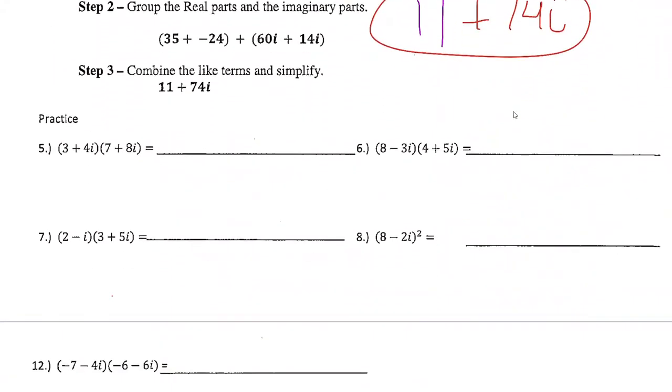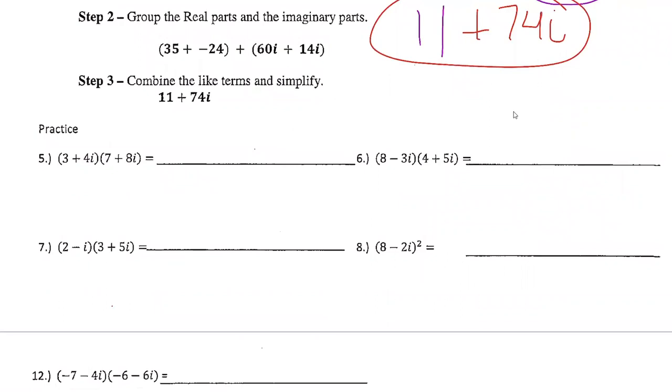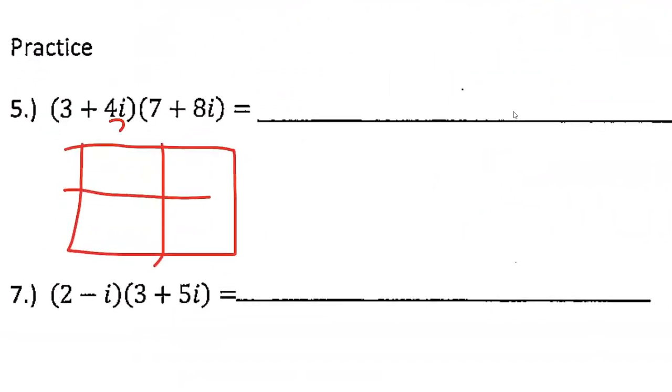So I just wanted to look at a few examples. Like I said, especially when you're working on your Delta Math, you're going to want to probably have a little piece of scrap paper so you can draw your boxes. Usually I put the first one along the top, like your first binomial, and then your second binomial along the side. And then just multiply it out.